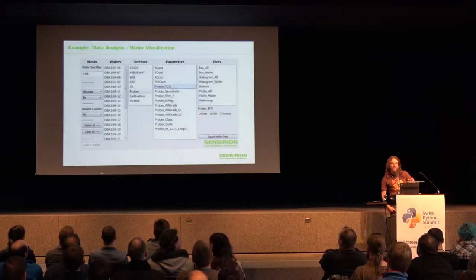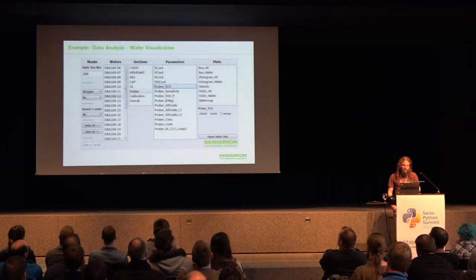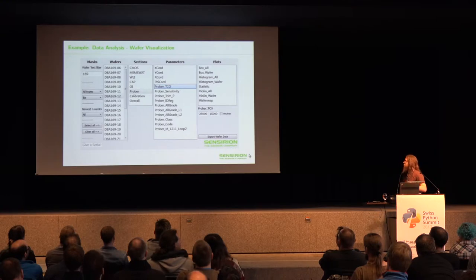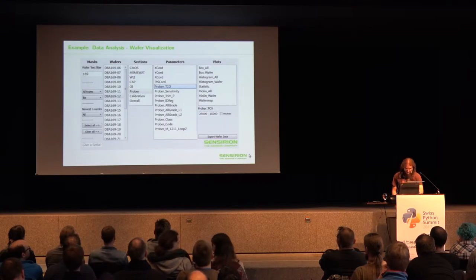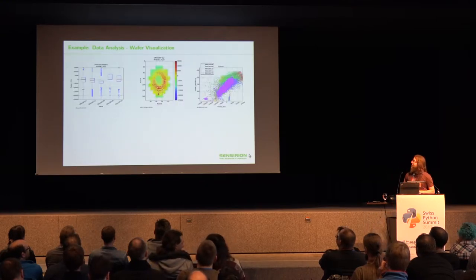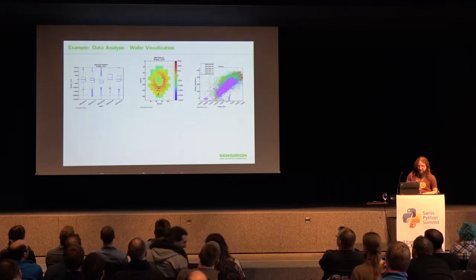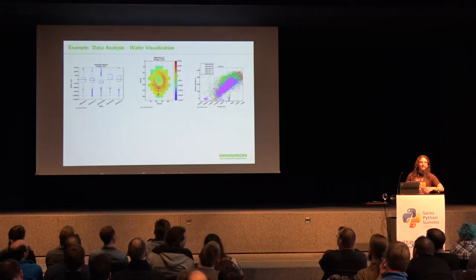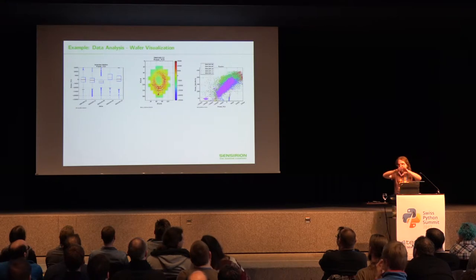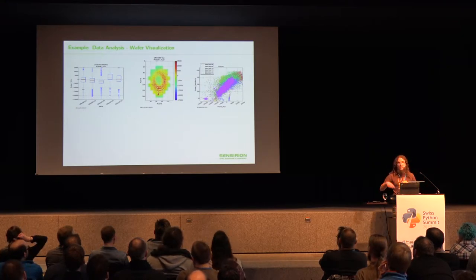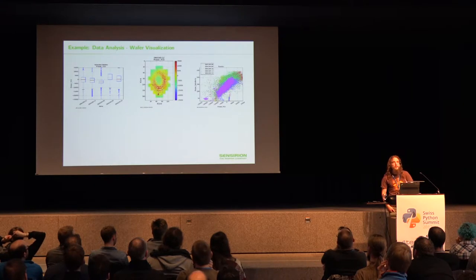This is an analysis user interface where you can select which wafer you want to analyze, and some parameters. I don't really know what this stuff means because I don't work there, but you can create nicely looking plots. The plot in the middle is interesting as you see your wafer, and it seems to have some property which is specific to the position on the wafer. In the plot on the right, you see two measurements and how they correlate to each other.